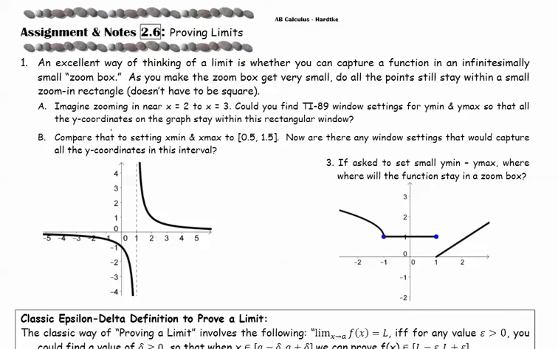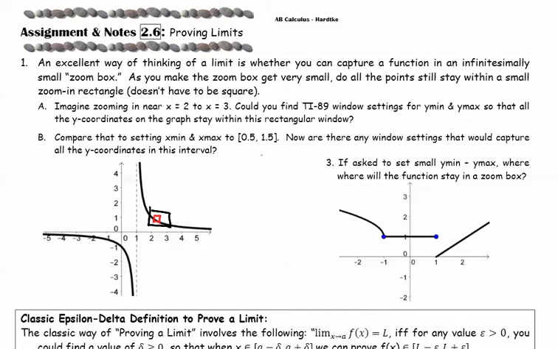So first we look here at our rational function graph, and if we were interested in a point somewhere between 2 and 3, if you did a zoom box around the x-coordinate you are interested in, is it very clear that you could capture the y-coordinates within a zoom box, even if you zoomed in tighter and tighter around your x-coordinate? Can you get the y-coordinate to stay within those values?